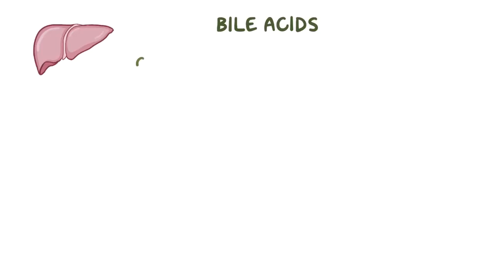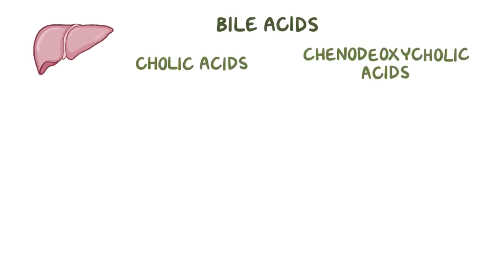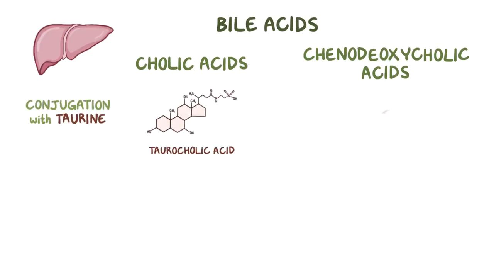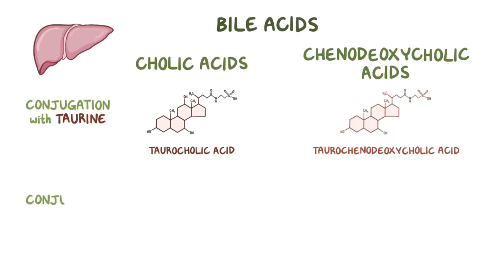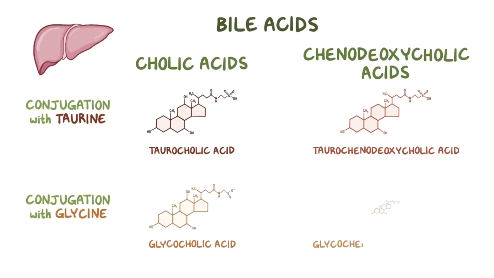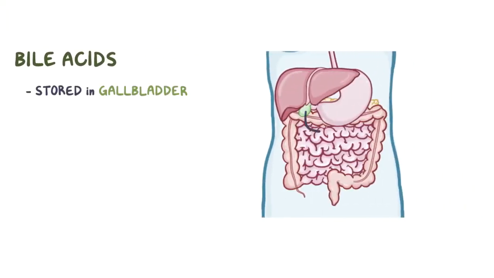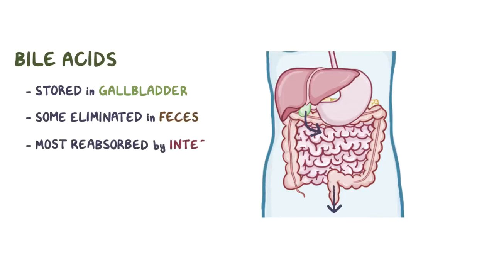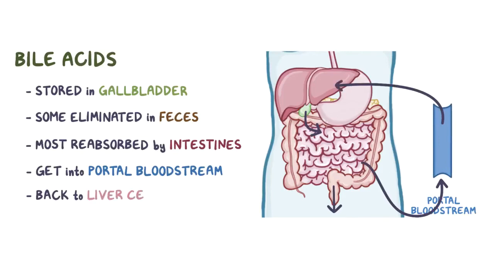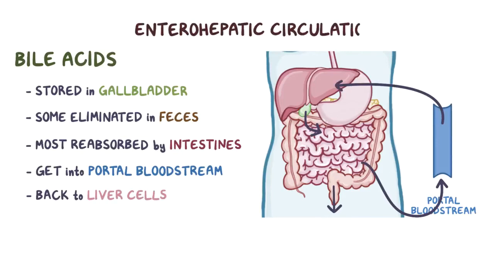Now, with regard to cholesterol, the majority is made and used by the liver, ending up as a bile acid. There are 2 types of bile acids, cholic acids and chenodeoxycholic acids. Both get conjugated by amino acids. Conjugation with taurine makes taurocholic acid and taurochenodeoxycholic acid, while conjugation with glycine makes glycocholic acid and glycochenodeoxycholic acid. These bile acids are stored in the gallbladder and released into the intestine after meals to assist in fat digestion. From the intestine, some bile acids are eliminated through the feces, but most are reabsorbed by the intestine and get into the portal bloodstream and back to the liver cells. This is called enterohepatic circulation.